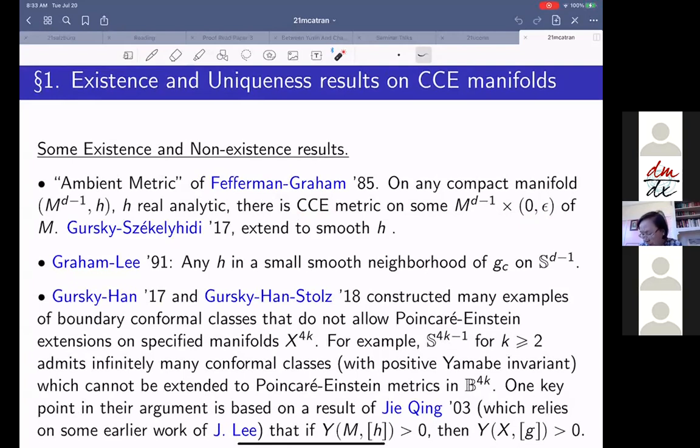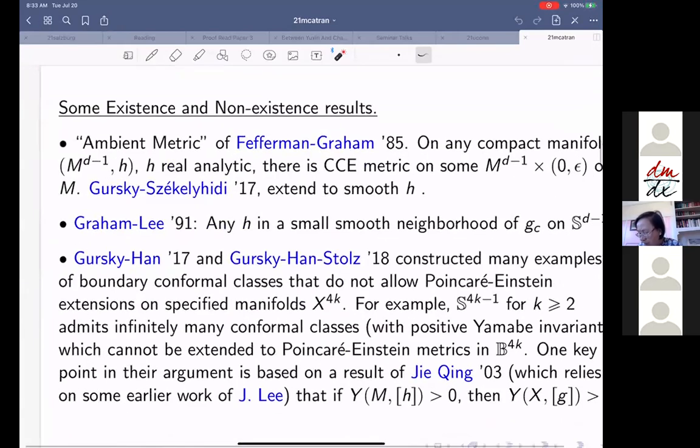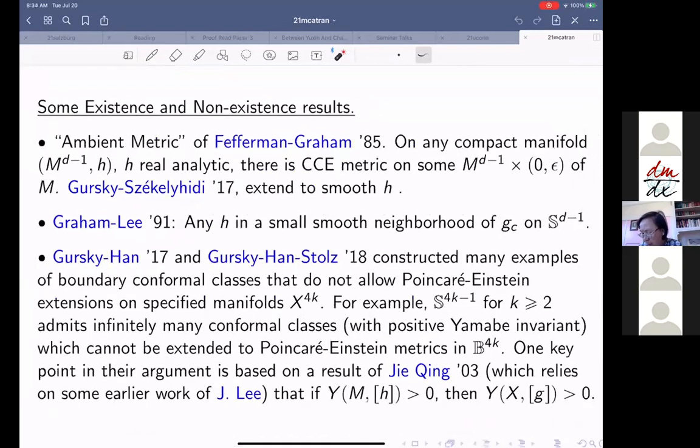And the result was extended quite recently by Gursky and Sakihidi when H is just a smooth metric. And a second set of examples is Graham and Lee, where they prove that, although we know that the standard metric on the sphere has the hyperbolic metric as a filling-in, the result of Graham and Lee says if you perturb H in a small neighborhood of the standard metric, then you have a filling-in. And the filling-in they constructed has its interior in a small neighborhood of the hyperbolic metric on the ball.